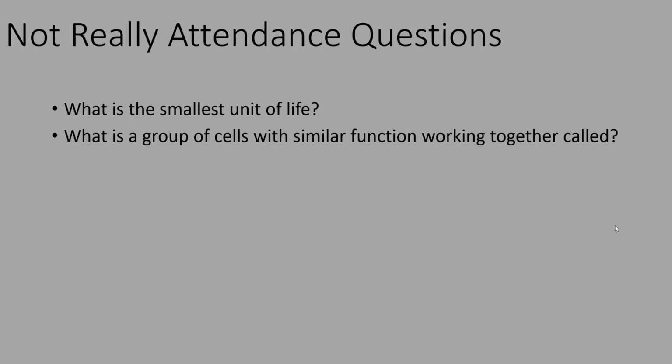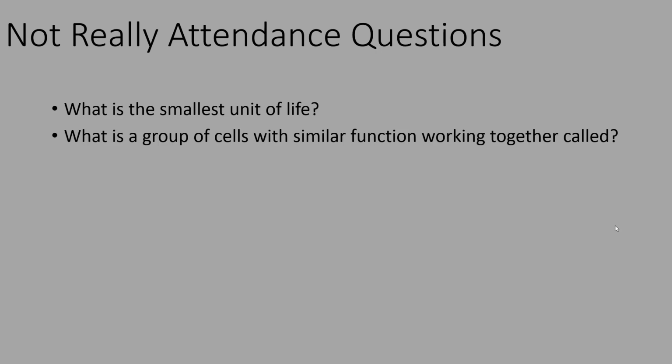What is the smallest unit of life? That would be the cell. There are things smaller than cells, organelles all the way down to atoms, and really even smaller than that. But cells are where life first appears. Anything smaller than a cell is not alive, but cells are alive.